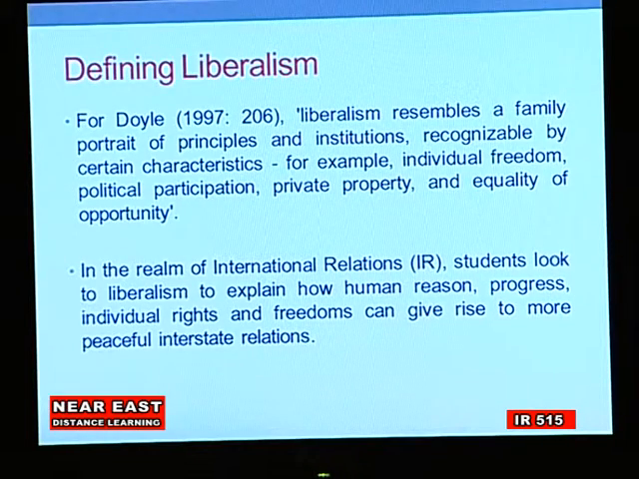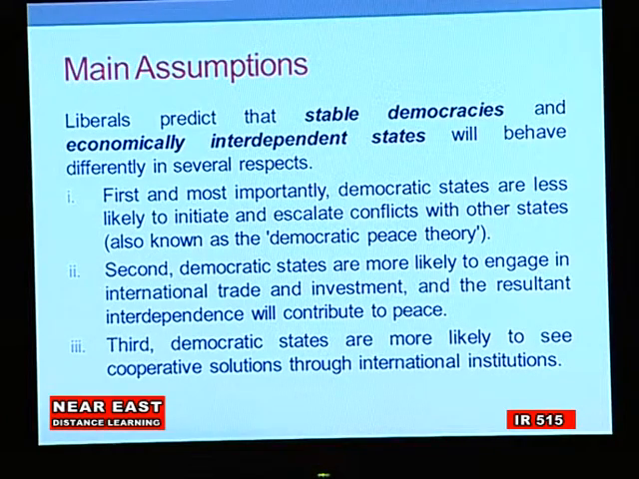And when we take a look at the realm of international relations, we believe that students look to liberalism most of the time to explain how human reason, progress, individual rights and freedoms can give rise to more peaceful interstate relations. So within this backdrop, we will try to look at how this type of perspective can be applied to our understanding of security and security threats within the international system. Before we move on with its understanding of security, let's also take a look at the main assumptions of the liberal perspective.